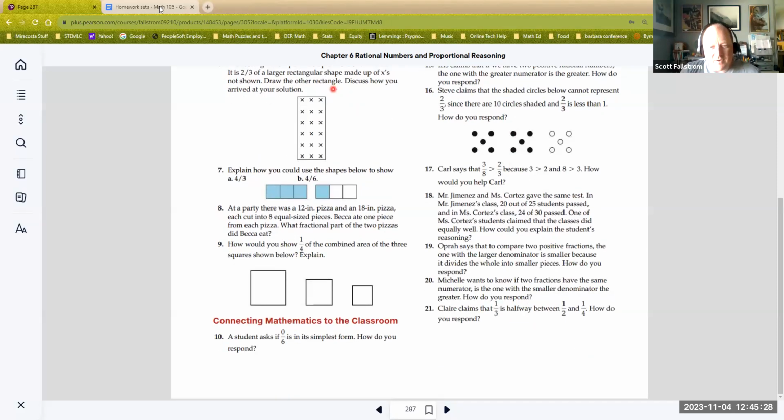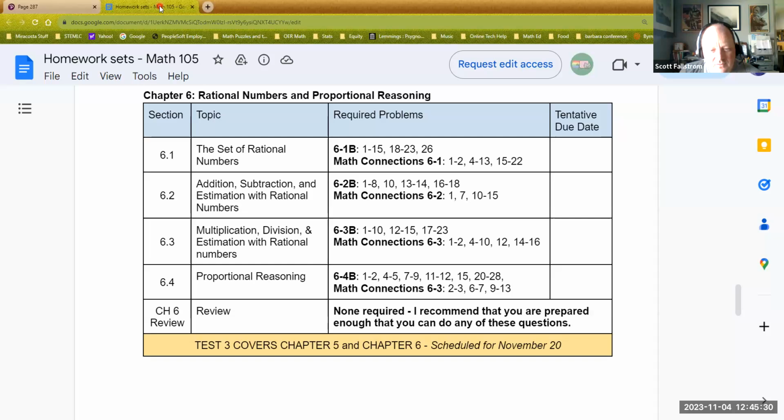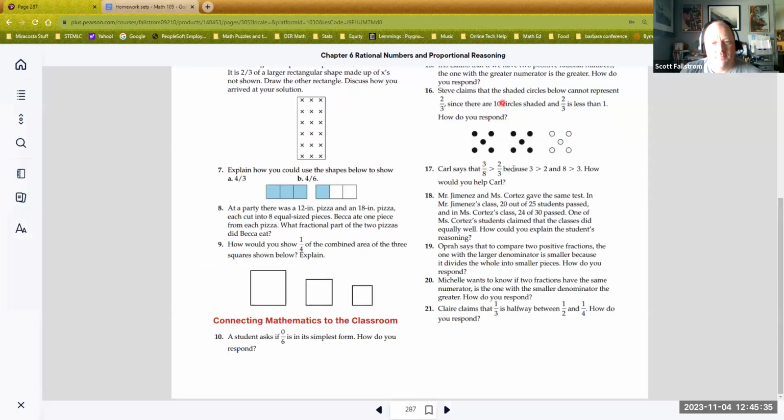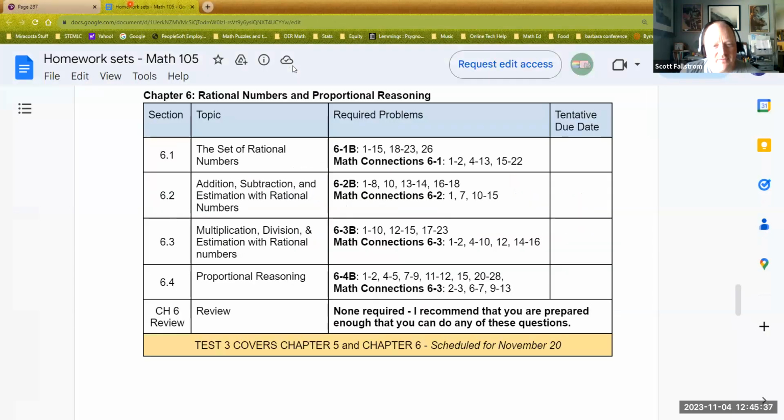Right? Let's see. How far did I go? To 15. And then what did I say? 15 to 22. Okay.